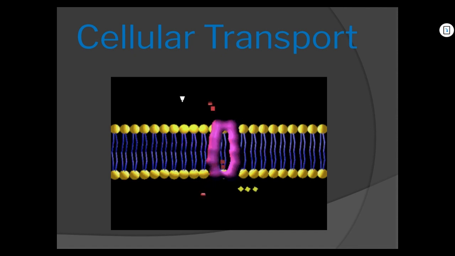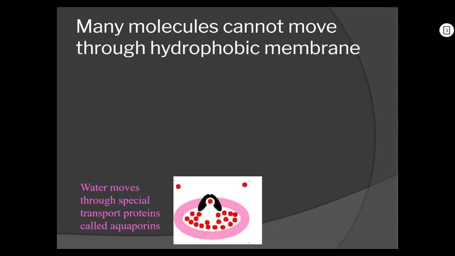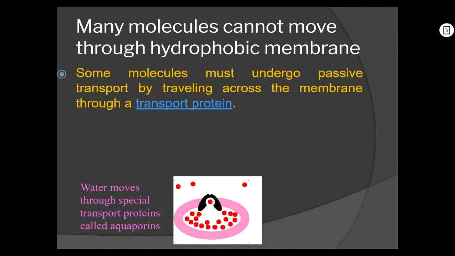Remember, y'all, sometimes particles or molecules that need to get in or out of the cell are the opposite of this. This guy is hydrophilic, and so usually it attracts hydrophilic things, but again, these are hydrophobic. And so things need to get in and out, but they can't because they're not hydrophilic or hydrophobic. And so they need these proteins to help them get through. And this is what I was just saying. Many molecules cannot move through the hydrophobic membrane.